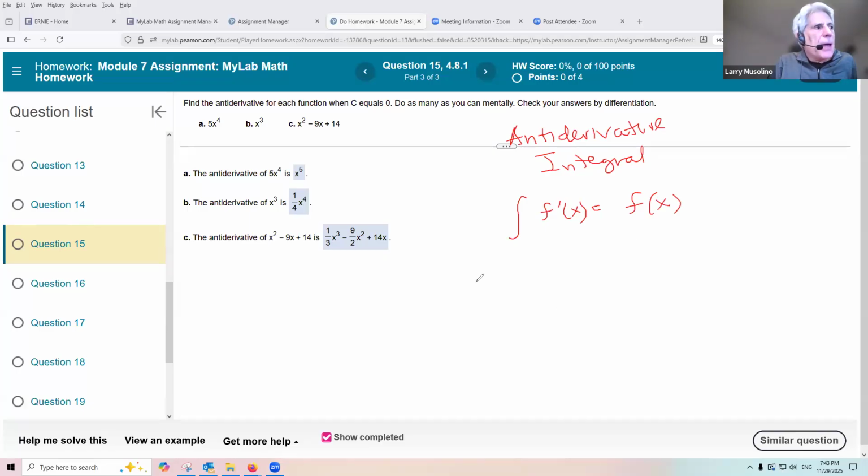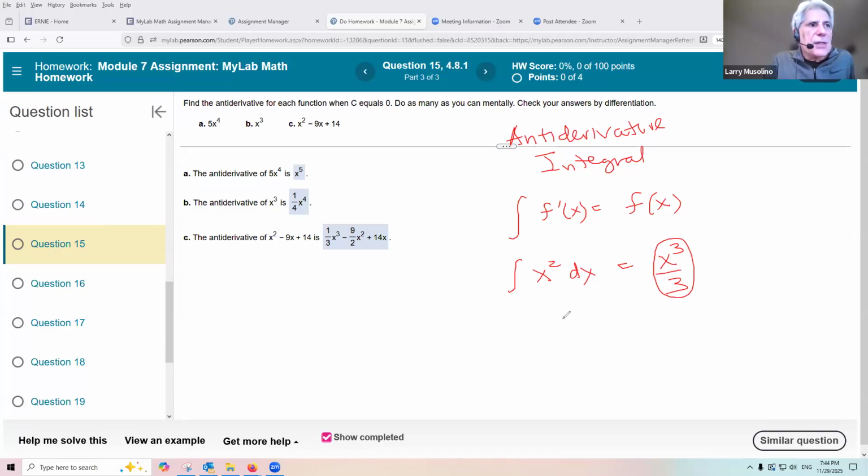Let me give you an example. How about if we wanted to know what function has its derivative as x squared? Well, the answer is x to the 3 over 3. Because if you take the derivative of x to the 3 over 3, it gets you back to x squared. So this is the derivative process, but backwards. That's why it's called antiderivative.